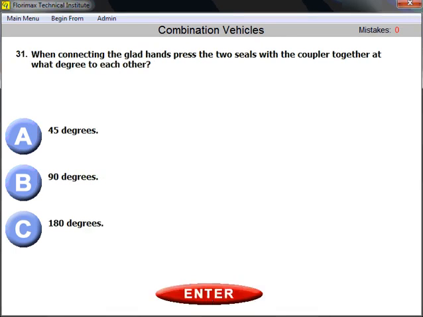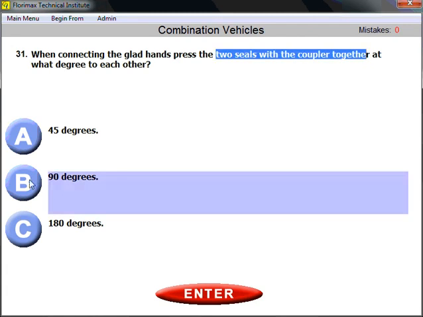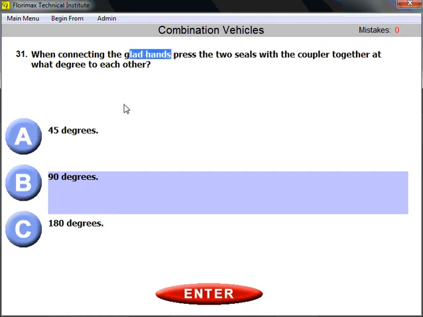Question number 31. When connecting the glad hands, press the two seals with the coupler together. At what degree to each other? Well, you just need to remember 90 degrees. Glad hands. That's how you connect the air lines to the airline connection. So you use a 90 degrees angle. Glad hands, 90 degrees.